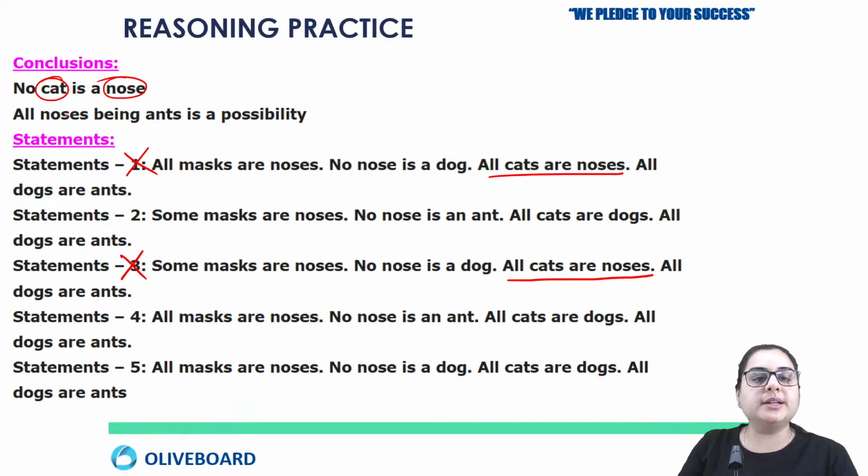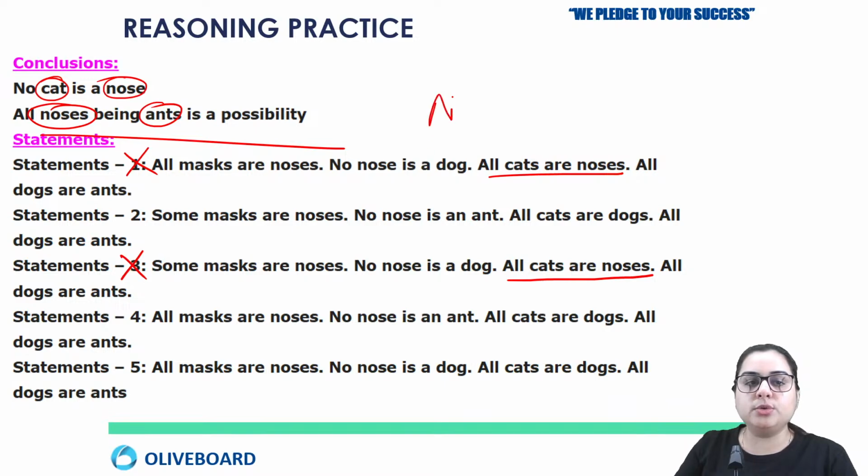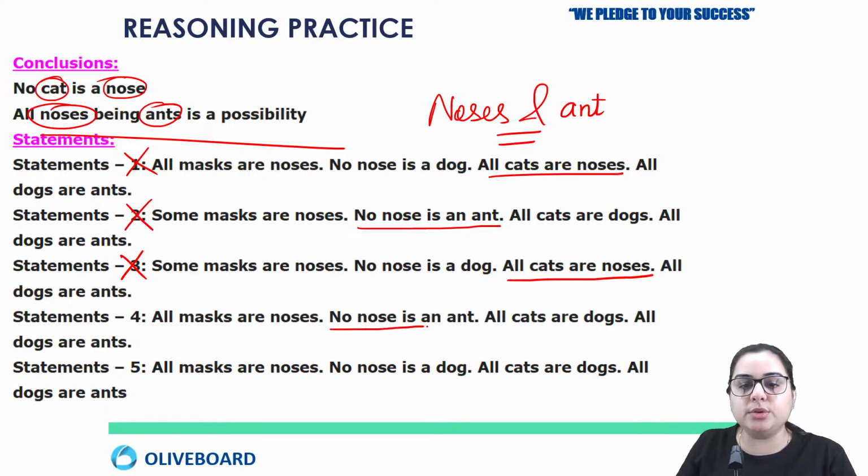Okay, next is that "all noses being ants" is a possibility. Now between noses and ants you have to check if I am getting anything certain. In the second, between nose and ant, we have "no nose is an ant." So this is also wrong. In the fourth also we are getting "no nose is an ant." This is also wrong. Again we are left with just one option, which is the fifth one. So the answer here will be option number 5.